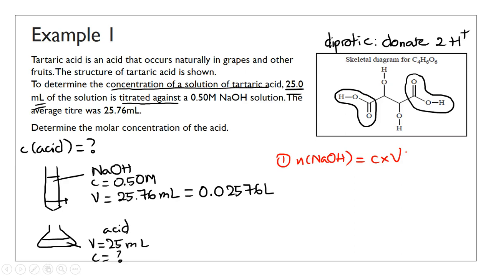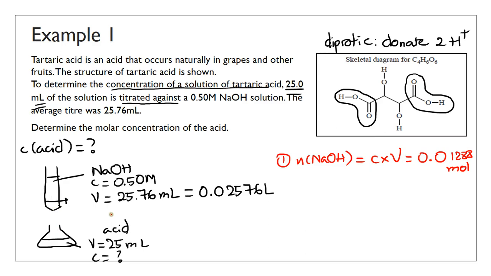Now, obviously, you're not going to do any of this by hand. I'm just trying to find my calculator. All right. So 0.5 times 0.02576 is 0.01288, and the unit is mole. So that's the number of moles of sodium hydroxide. So you've used this many mole of sodium hydroxide in this particular question.